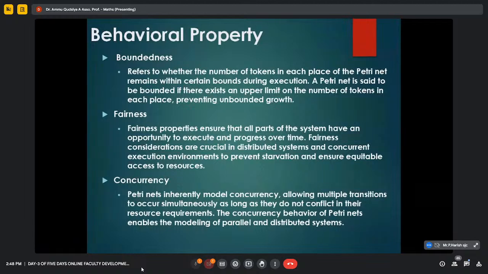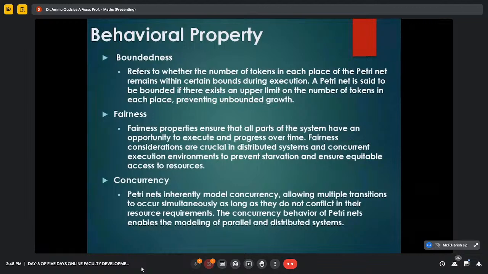Fairness considerations are crucial in distributed systems and concurrent execution environments to prevent starvation and ensure equitable access of resources. That is, using this property, we can check whether the resources are used properly or equally. Is there any starvation and any subsistence? All these things can be checked using the fairness property.